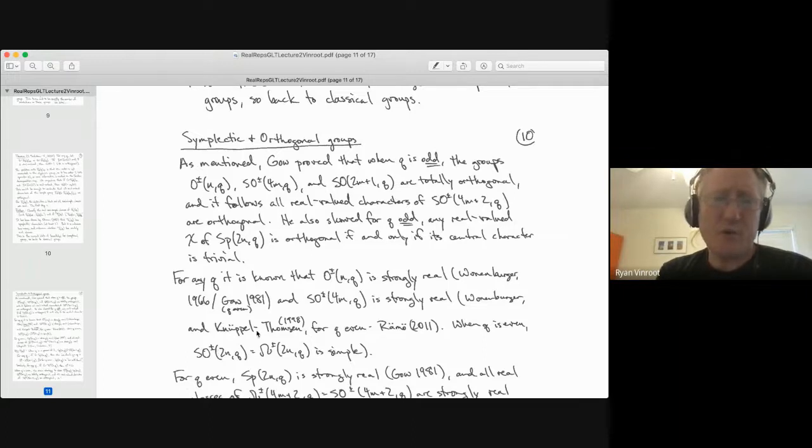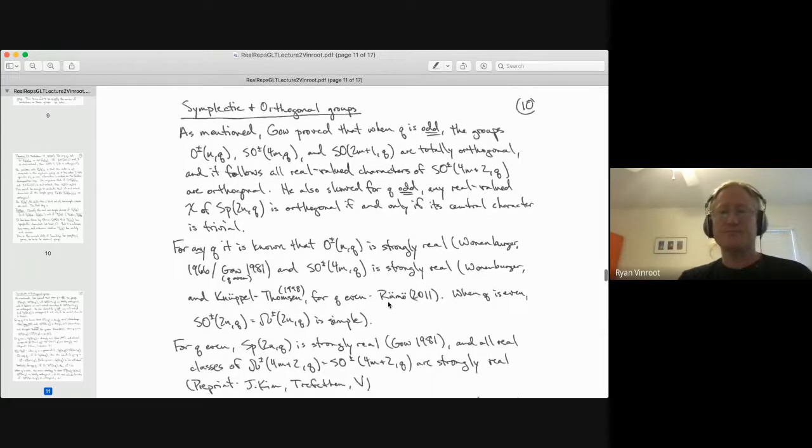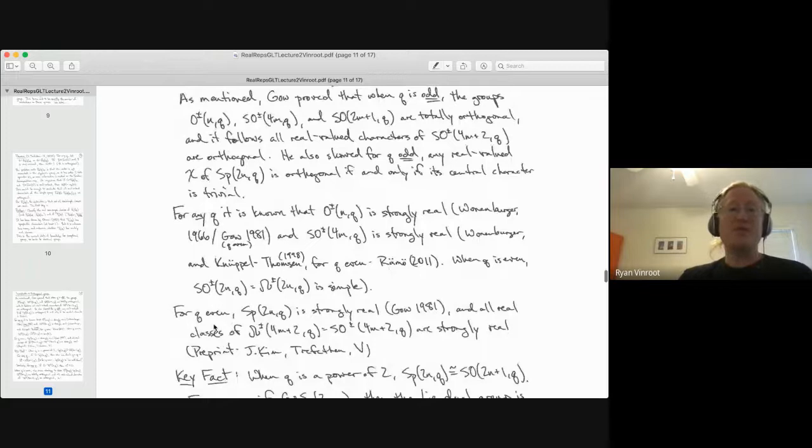And also I wanted to point out, when Q is even, the special orthogonal group of even dimension is simple. It's the same as this omega, this simple orthogonal group. When Q is even, it's also known that the symplectic group is strongly real. This is in the same paper of Gao in 1991.